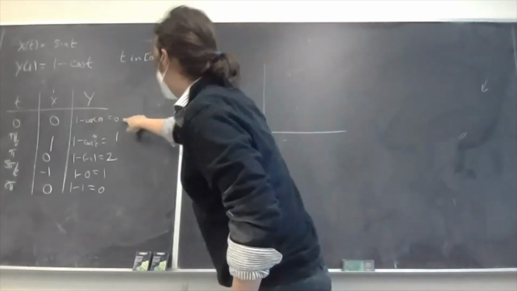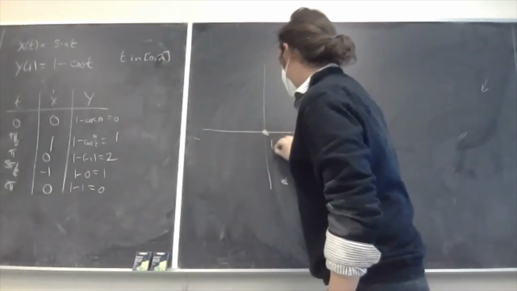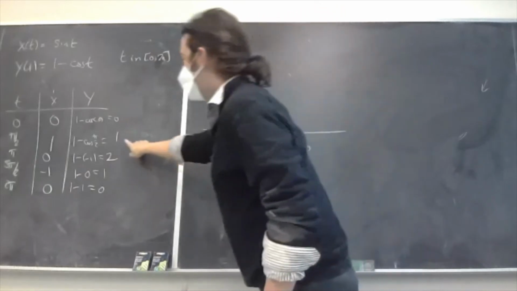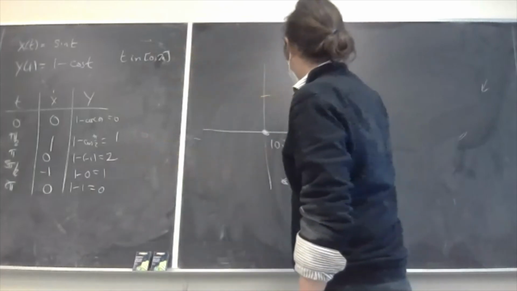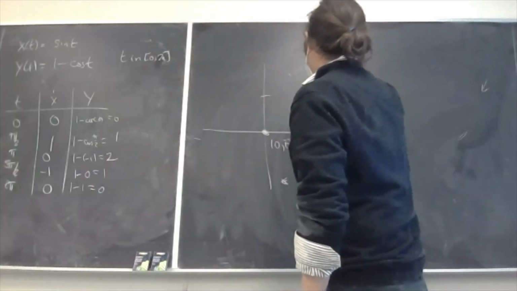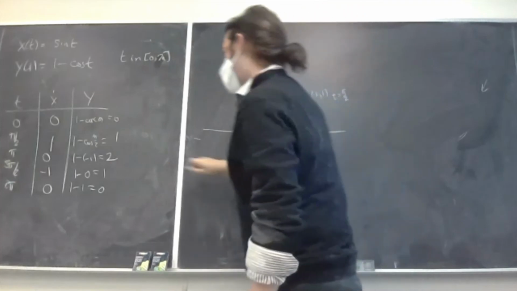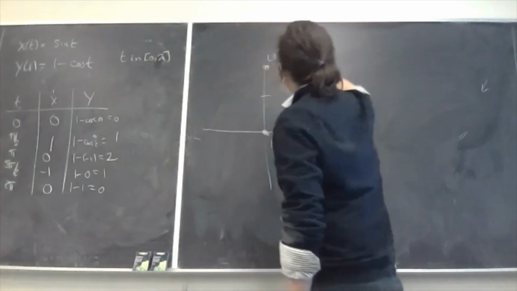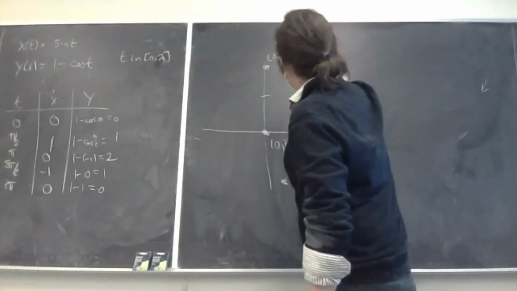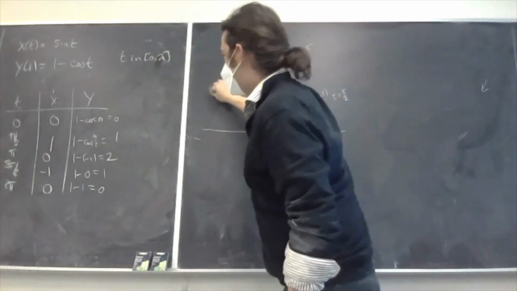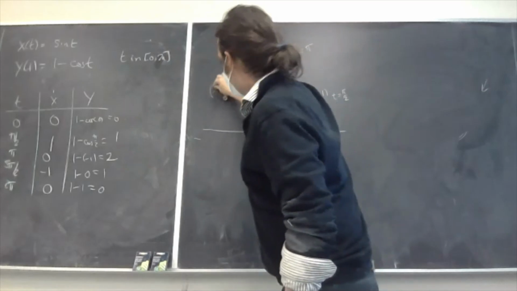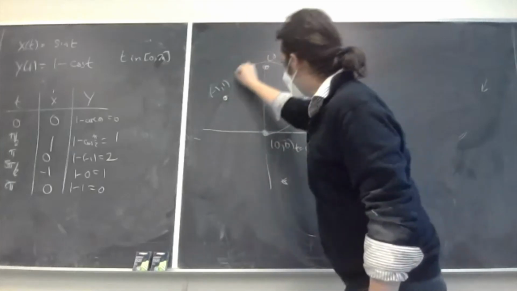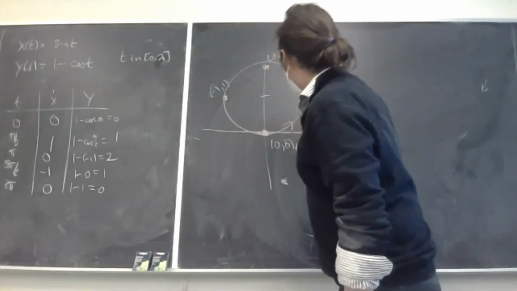So I've got a point 0, 0 at t is equal to 0. I have a point 1, 1 at t is equal to pi over 2. I have a point 0, 2. Oh, wait, I see what's going on. At t is equal to pi, there's going to be this point, which was minus 1, 1. And then we come back around to 0, 0 again. So this looks like this.